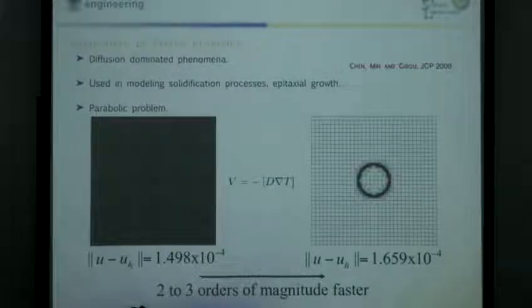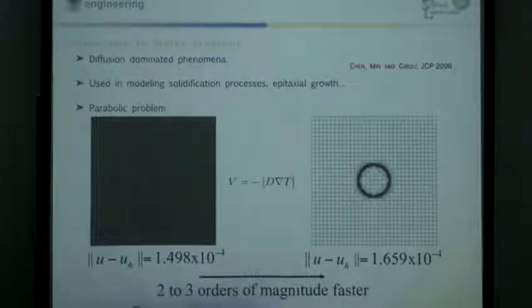So this is an example where I want to show the difference between what you get on a uniform grid and what you get on an adaptive grid. The commonality between those two grids is that the smaller cells you have here on the interface are the same as the cells that you use on the uniform grid, okay? And if you look at the difference of error that you have, they're pretty much the same. It's about 10 to the minus 4 in L infinity norm.